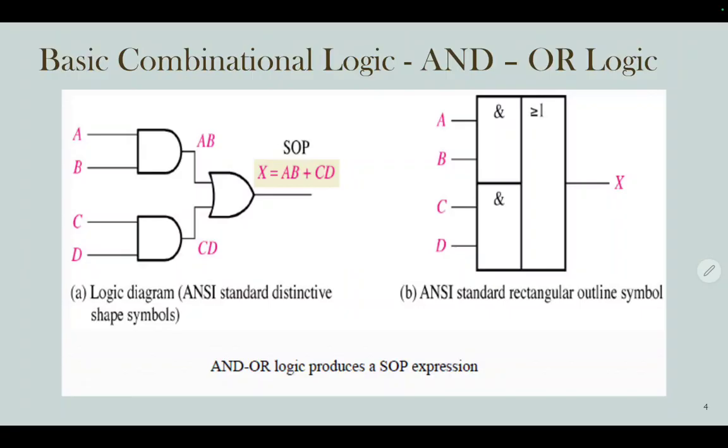So for example here, AND and OR logic produce a SOP expression that can be represented by this kind of circuit and this kind of symbol. So this is an example of an AND gate. It performs the operation of multiply. This one, another logic gate, multiply, and this one, the OR gate, performs the operation of addition. For example, you have A times B, and then you got plus C times D. So this can be represented by a symbol like this.